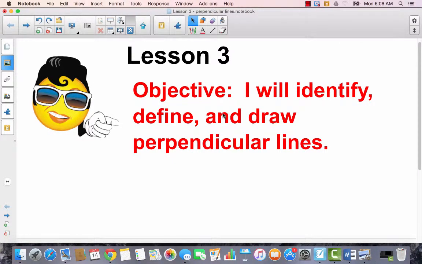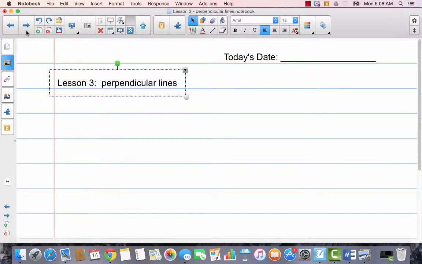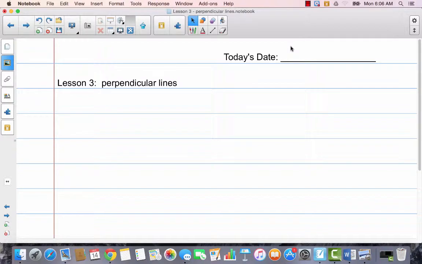Lesson 3, I will identify, define, and draw perpendicular lines. So today we're going to talk about 3 different types of lines. But go ahead and get your journal ready. At first we're not going to be in our journal. We're going to be just looking at some things on the screen, but then we will very quickly be moving back to our journal. So go ahead and put today's date and Lesson 3, perpendicular lines.